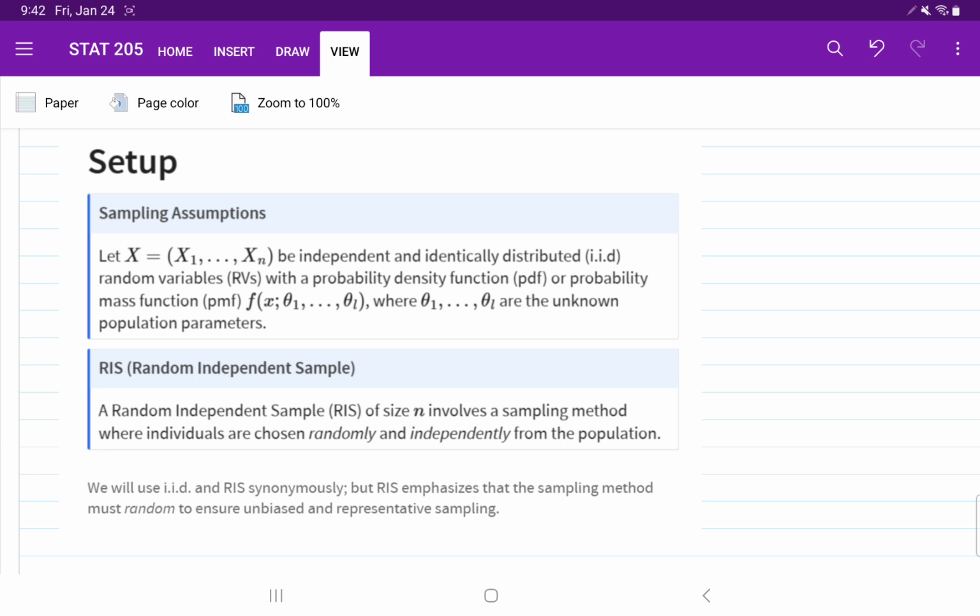Now, that population of interest we say has some probability density function if it's continuous, or some probability mass function if it's discrete, which has this generic kind of formula: f of x given its parameters. And then theta 1 through theta L are just our unknown population parameters, which we're trying to obtain guesses for.